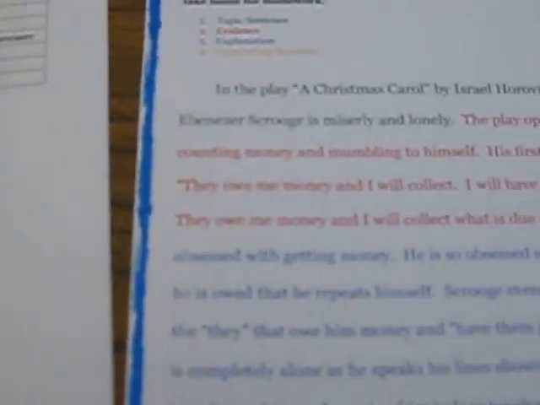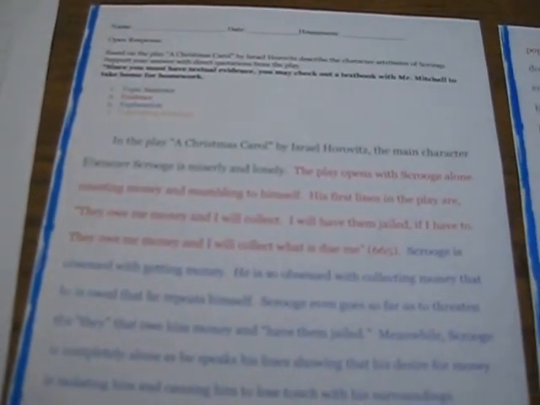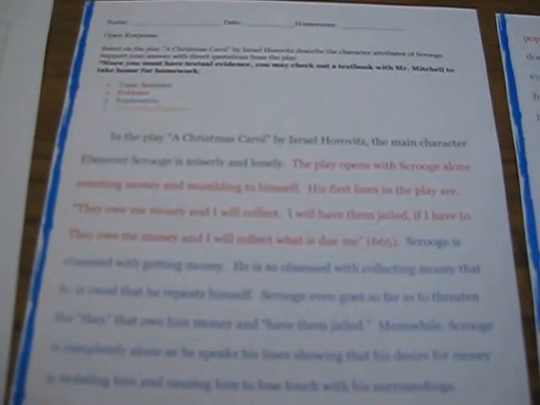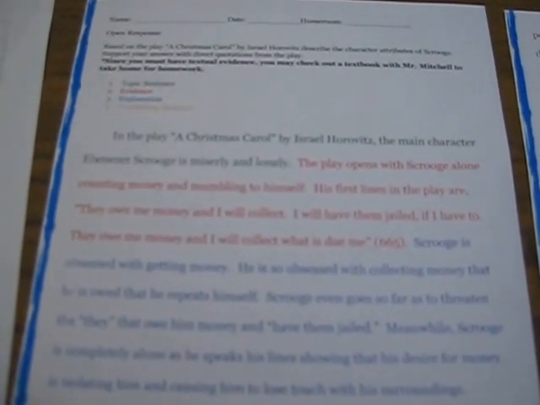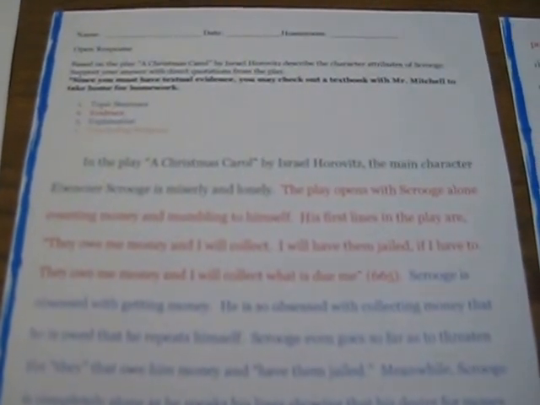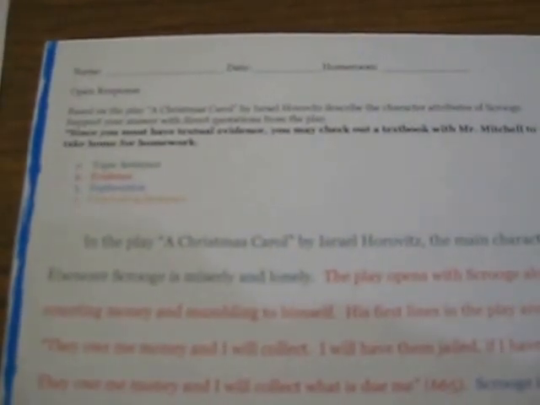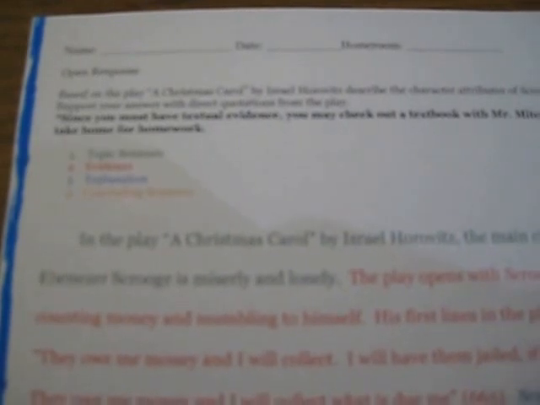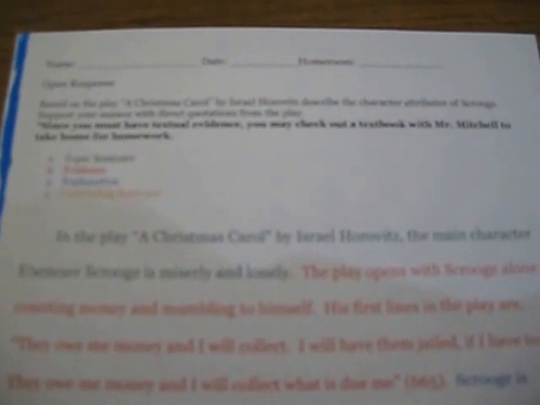Now, the last part I'm going to show you today is a model that I wrote. We used this model last year from the play A Christmas Carol by Israel Horovitz. I'm going to show you guys a model that would get a 4 out of 4 on an open response question. If you guys remember, the prompt for A Christmas Carol was for you to describe the character attributes of Scrooge. I have color-coded the response using green, red, blue, and finally orange ink. I will read the paragraph, and remember, you may pause or rewind if you do not understand.